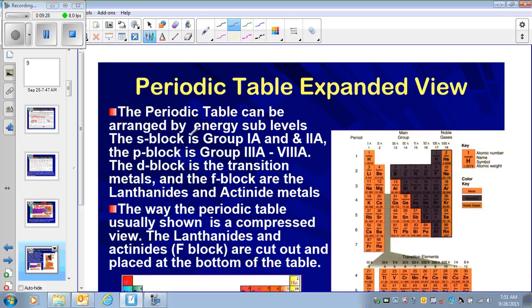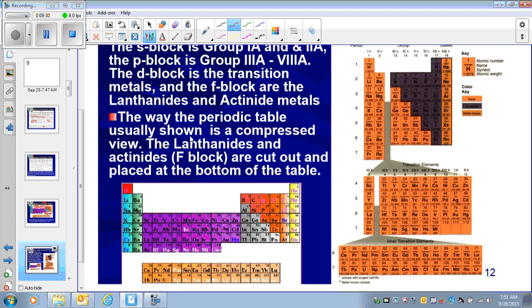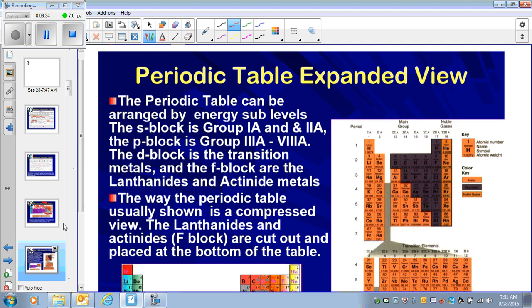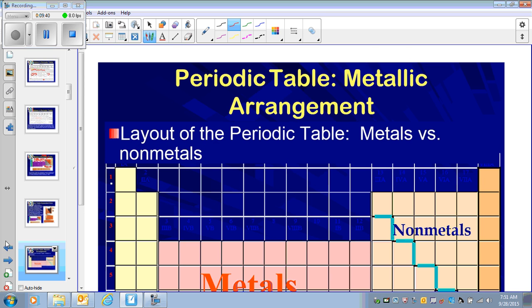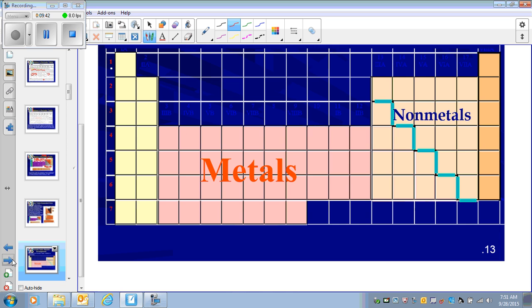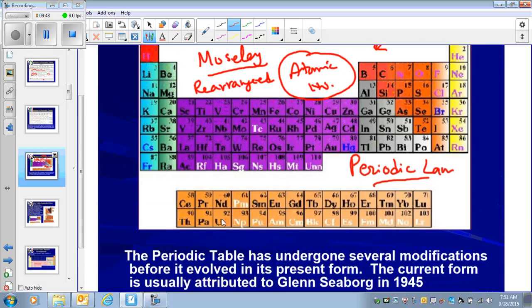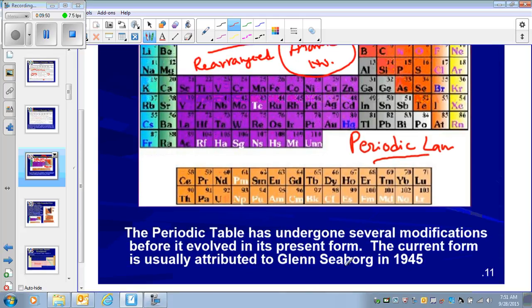But before we go there, there was another scientist who pulled out the lanthanides and actinides. Yeah, Glenn Seaborg.